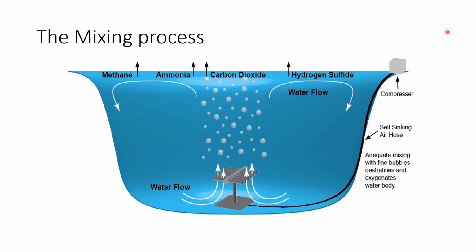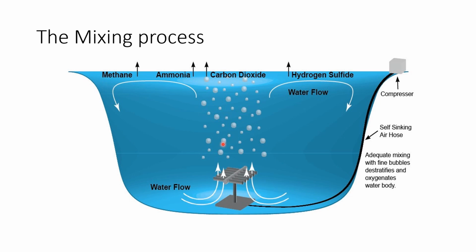This is a diagram of the mixing process. Air is pumped from a compressor outside of the wet well down through a hose to a diffuser at the bottom of the wet well. The air bubbles rising from the diffuser create a mixing process in the water, turning over the wet well.